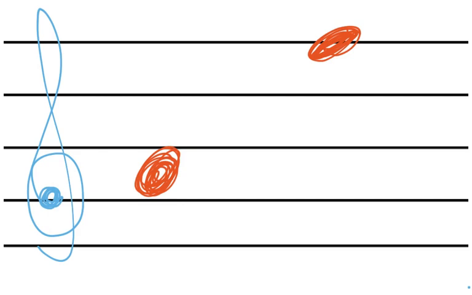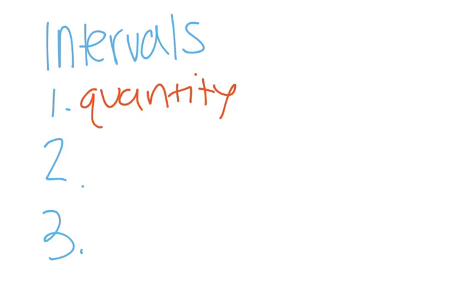This interval right here, we have 1, 2, 3, 4, 5, 6. So this is going to be some type of sixth. Step 2 is determining the key signature.